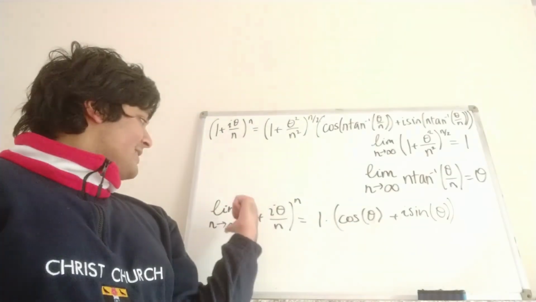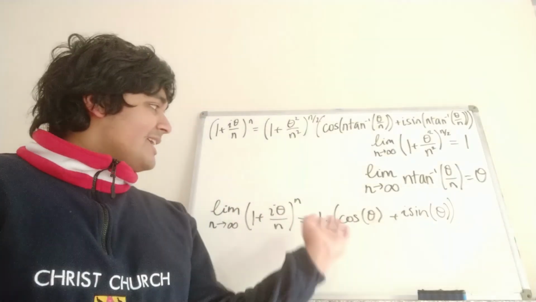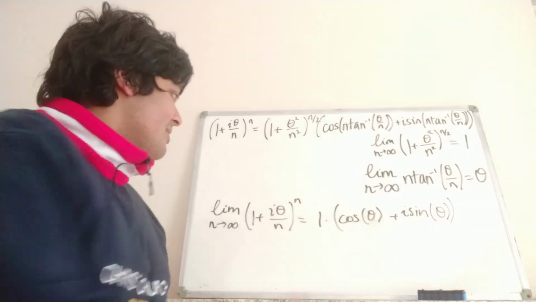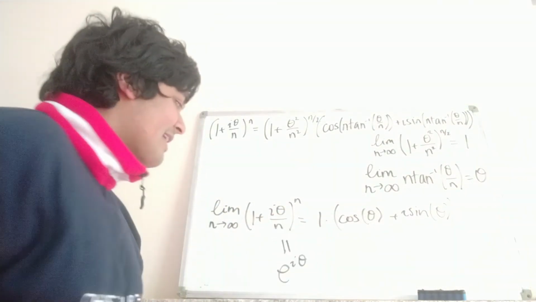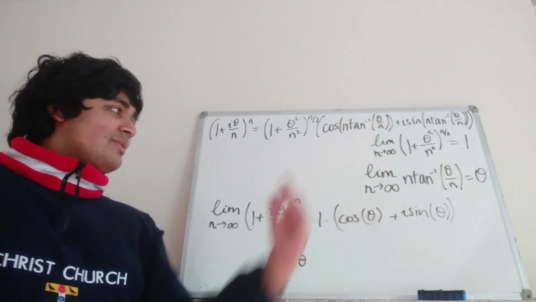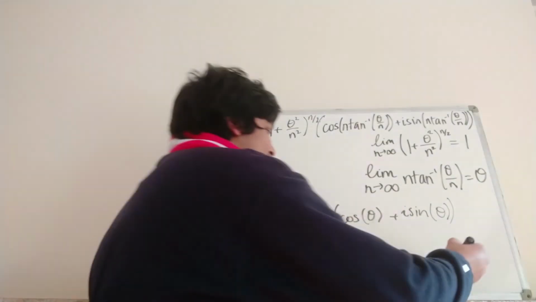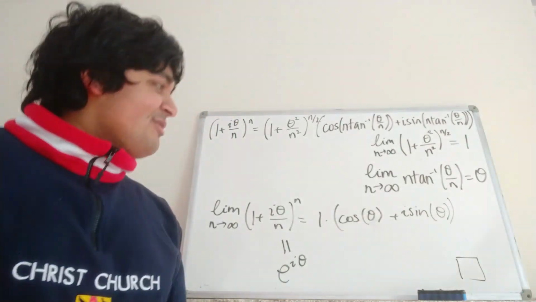Okay, so we get that the limit as n goes to infinity of 1 plus i theta over n equals cosine theta plus i sine theta. But remember, this guy here, from the start, is just e to the i theta. Okay, so we get Euler's formula. e to the i theta equals cosine theta plus i sine theta, and that is the end of the proof.